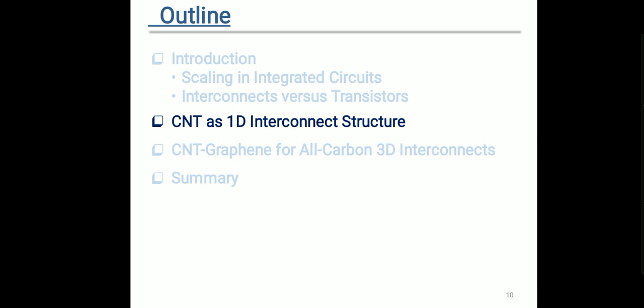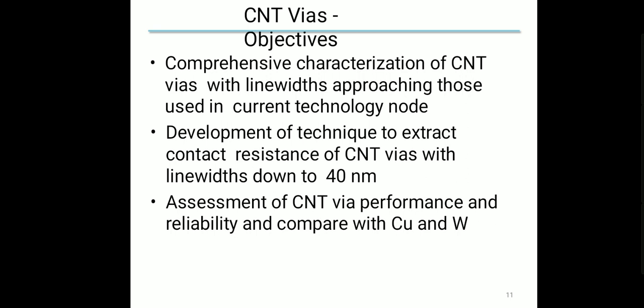And now carbon nanotubes have 1D interconnect structure. How are the 1D interconnect structures formed? Objectives: comprehensive characterization of CNT wires with line width approaching those used in current technology nodes. Development of a technique to extract contact resistance of CNT wires with line widths down to 40 nanometers. Assessment of CNT wire performance and reliability, and comparison with copper and tungsten.